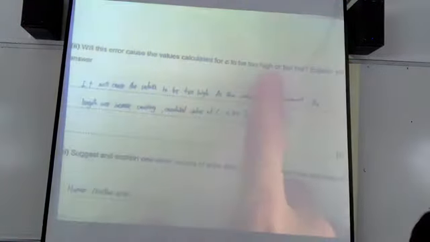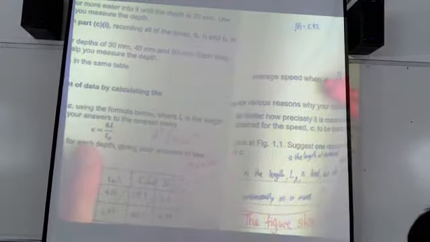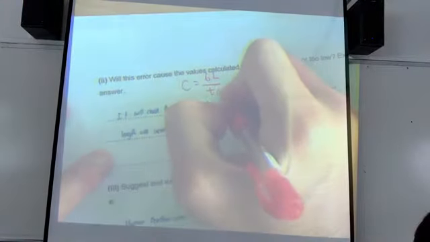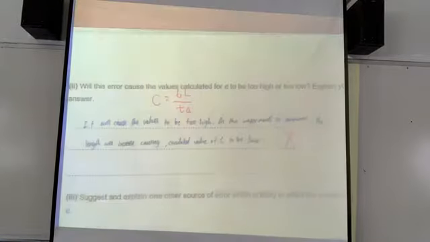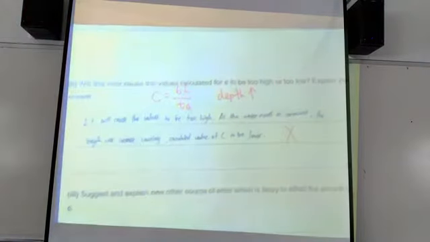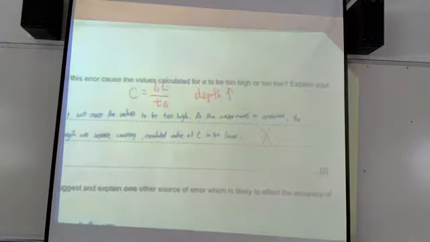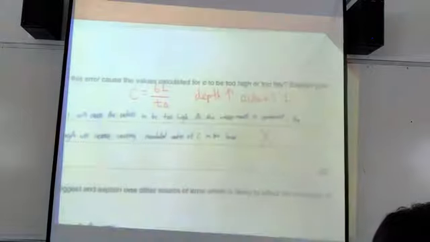Now, will this error cause the values of C to be too high or too low? Explain your answer. Now, this answer was very badly done. Let's write down the formula again. The formula is C equal to 6L over TA, right? Let's write this down and examine this question as a whole. As the depth increases, what will happen to L? Will the actual L be higher or lower?